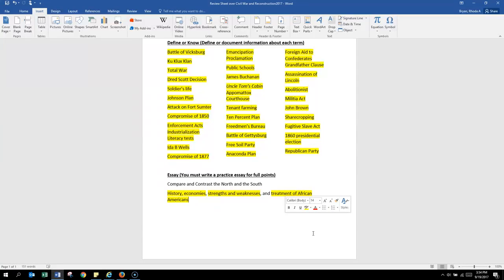Sometimes it was lynching. Sometimes it was other things that scared African Americans into not resisting and not working for their civil rights. Now, there are going to be civil rights acts passed. There are going to be enforcement acts during Reconstruction, but overall, that is how the African Americans were treated after the Civil War.